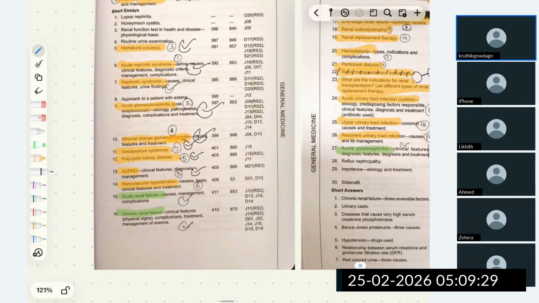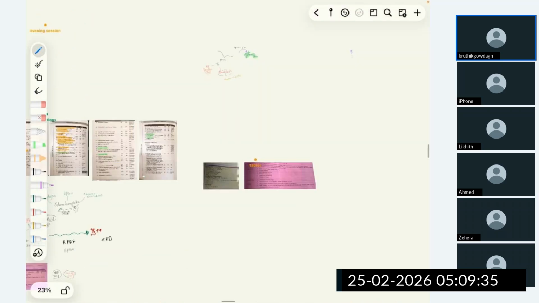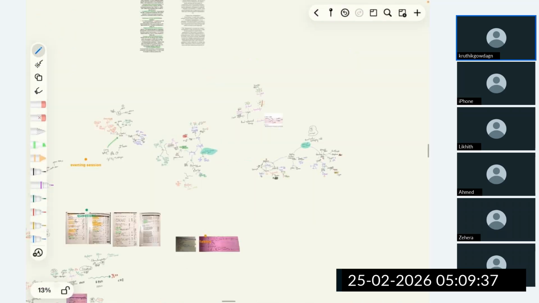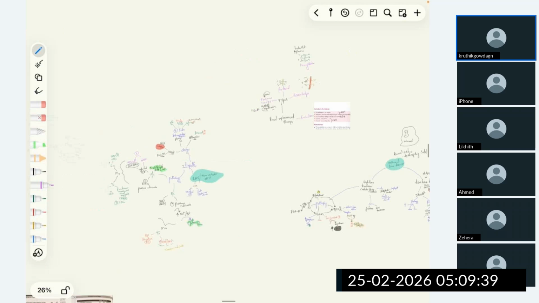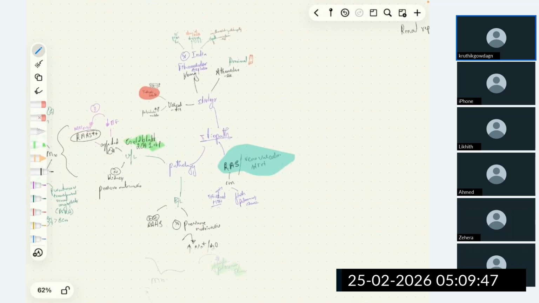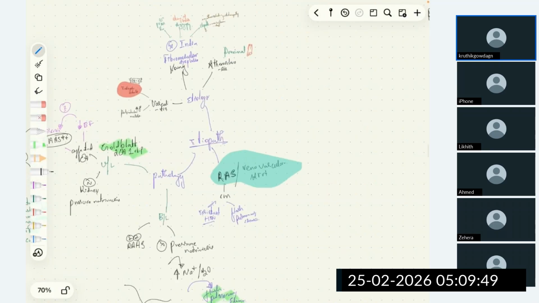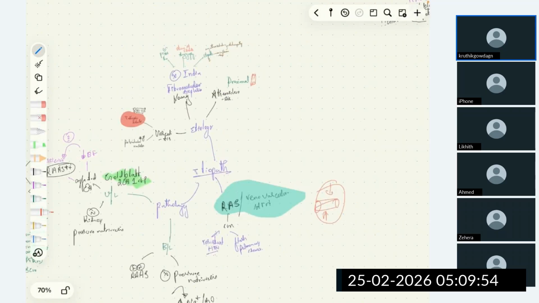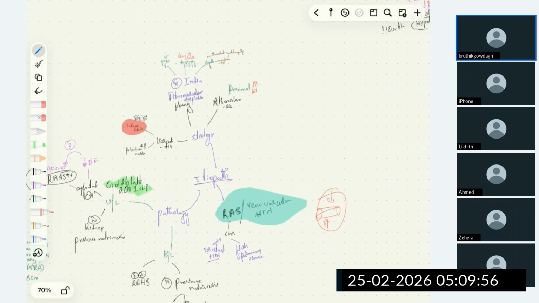Next topic for discussion is renovascular hypertension. Please don't get confused by this term, renovascular hypertension. Renovascular hypertension is another name for renal artery stenosis, RAS. What is renal artery stenosis? The term is self-explanatory. The renal artery is stenosed. We'll see in brief about renal artery stenosis now.